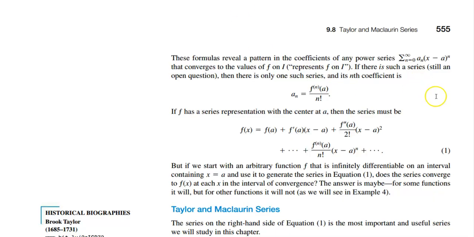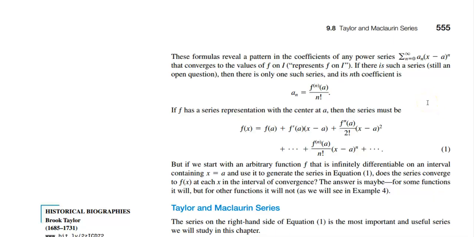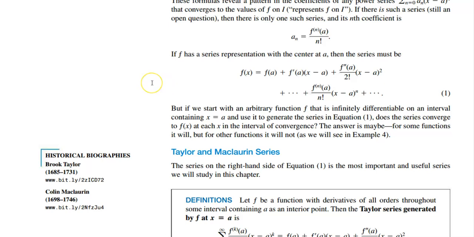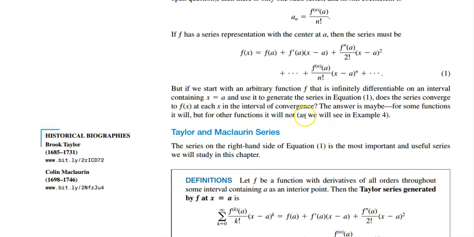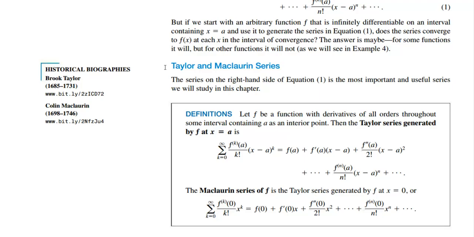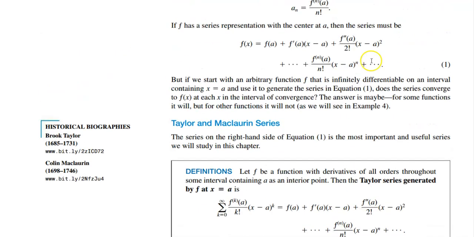But if we start with an arbitrary function f that's infinitely differentiable in an interval containing x equals a, and use it to generate the series in equation 1, does the series converge to f of x at each x in the interval of convergence? Well, the answer is maybe. For some functions it will, but for other functions it will not, as we're going to see later. So, the series on the right-hand side of equation 1 up above is the most important and useful series that we're going to talk about in this chapter.